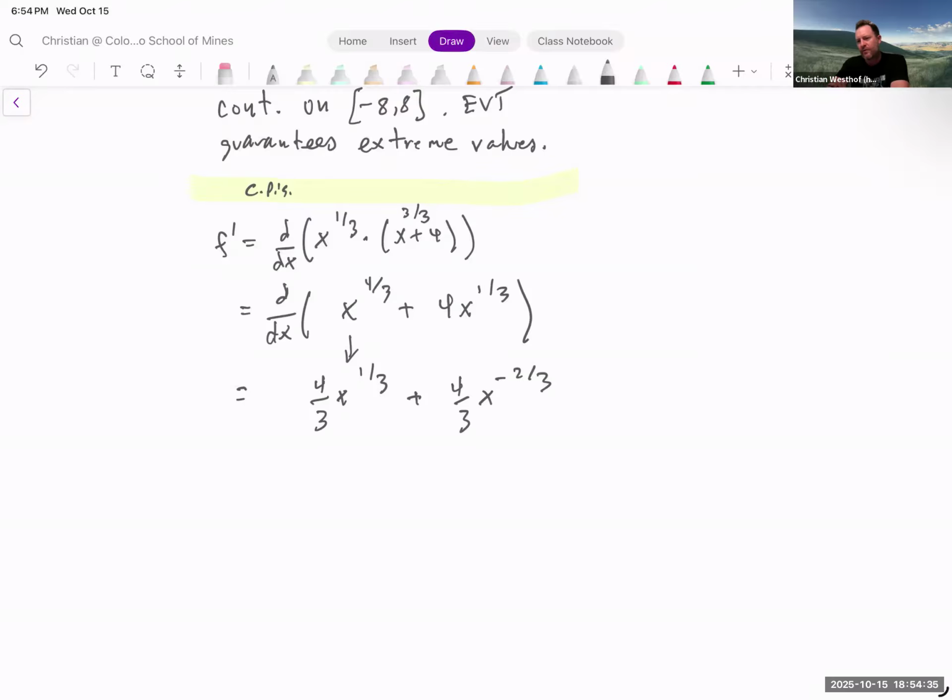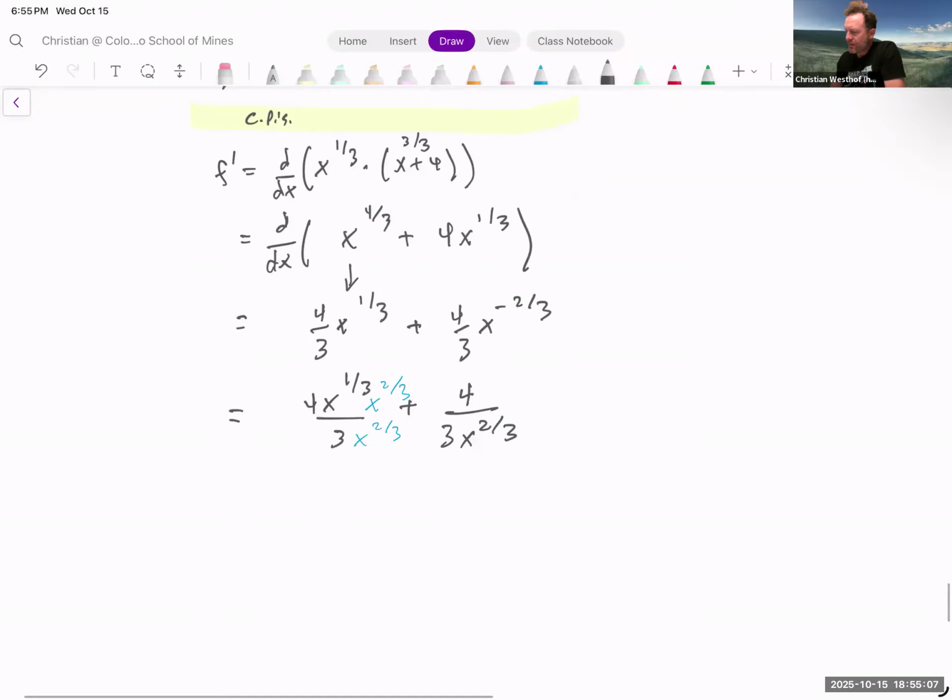There's our derivative. We are going to find critical points by figuring out where our derivative is 0 or doesn't exist. Before we do that, it's helpful to combine our terms into a single fraction. So 4x over 3 plus 4 over 3x to the 2/3. Our common denominator would be 3x to the 2/3, so let's give the first term an x to the 2/3. This makes our derivative, with a common denominator of 3x to the 2/3, a numerator of 4x plus 4.